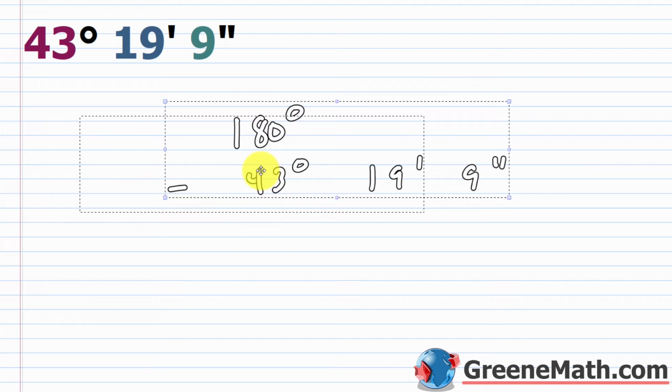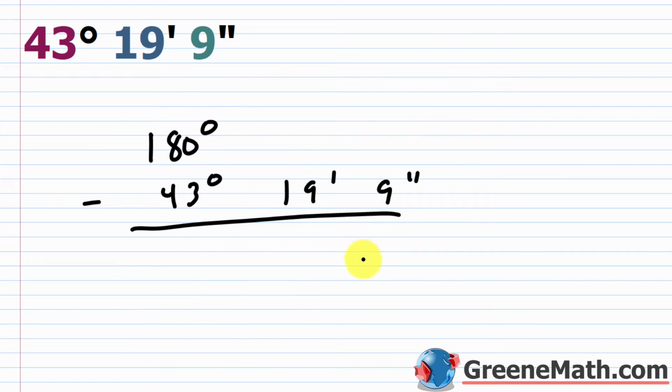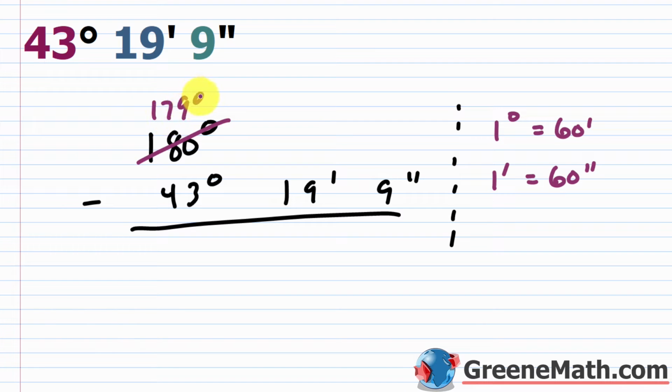Let me slide this over so this fits. Let me put this bar down here. And we'll say again that 1 degree is 60 minutes. And then we'll say that 1 minute is going to be 60 seconds. Okay, so we know the deal already. We're going to borrow. So I'm going to take 1 degree away. That's 179 degrees now. And with that 1 degree, that's 60 minutes. So we'll say this is 60 minutes.